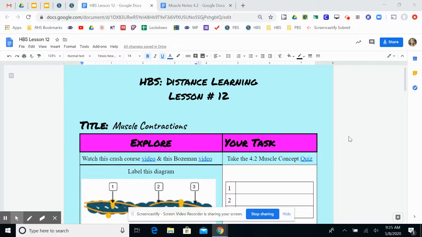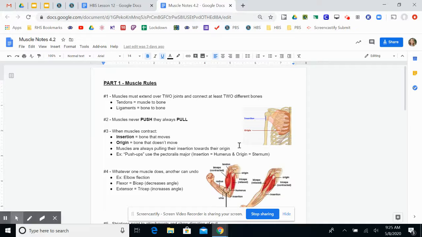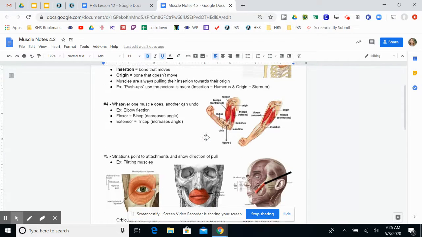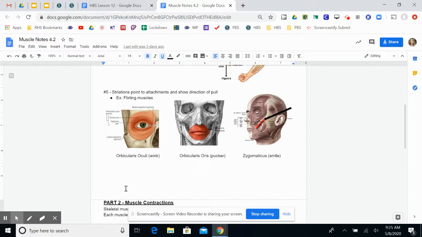So lesson 12 is where we're at. Lesson 11 was kind of the intro to muscles and talking about muscle rules and how muscles work. And you guys learned how to flirt. We looked at our striations and our muscles that help you wink, right? So the orbicularis oculi mean eye.